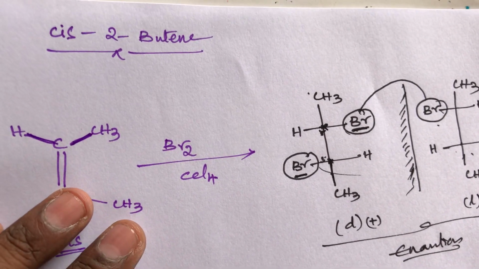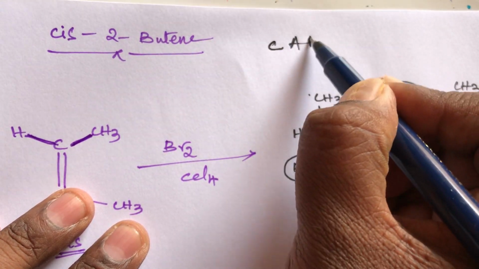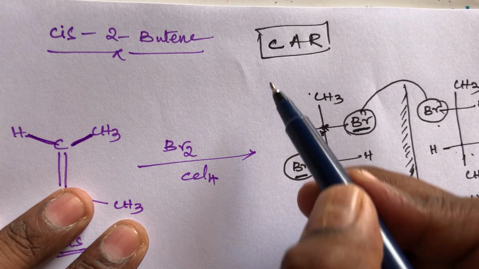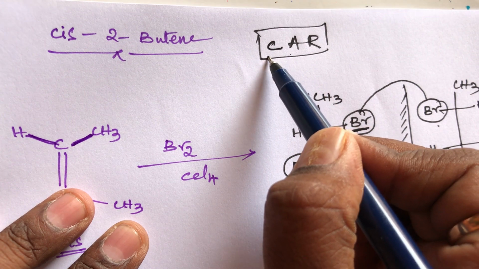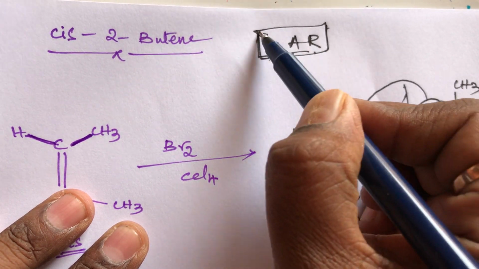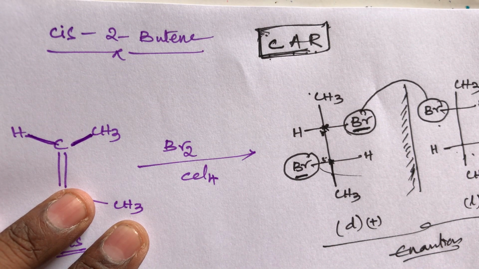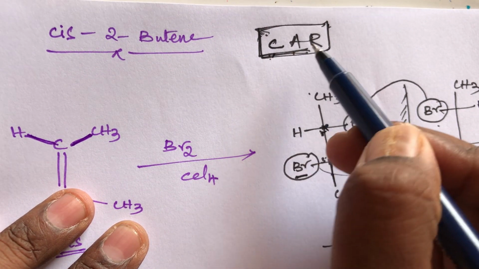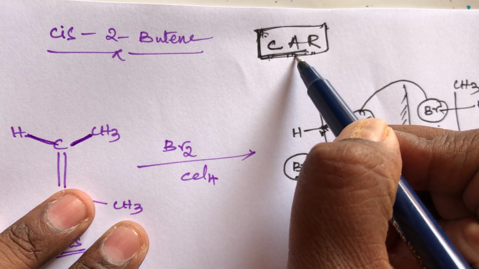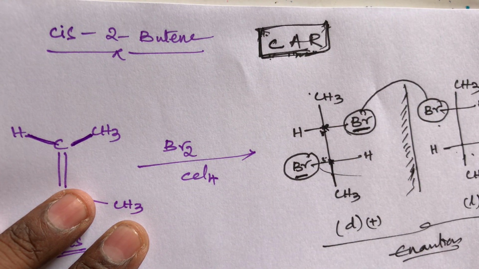Students, I will give a simple trick. Cis-2-butene, that is a cis compound: CAR. CAR: C for cis compound, which will undergo A for anti-addition, R for racemic mixture. Simply remember, students. Cis-2-butene will undergo anti-addition reaction. C for cis compound, A for anti, R means racemic mixture. Cis compound will undergo anti-addition reaction to form a racemic mixture. This is a simple trick, students.